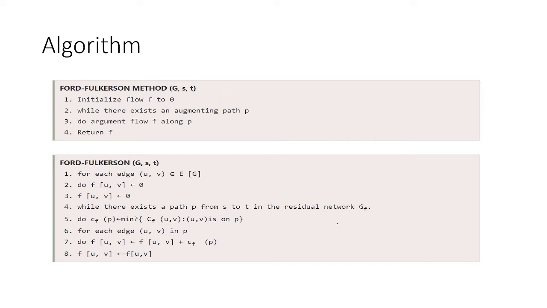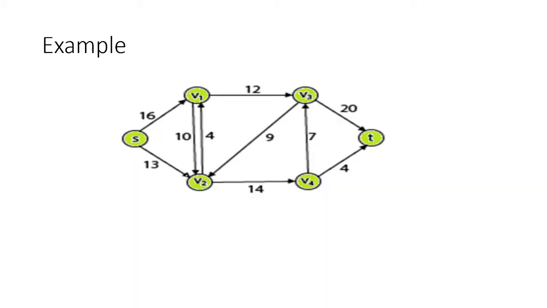So what is the algorithm to solve this problem? Initially, we mark the flow of all edges as 0, and while there exists an augmenting path, the bottleneck capacity will be added to the maximum flow, and we will return it. We will continue this until there is no augmented path available. This is the algorithm. For better understanding, we will see an example.